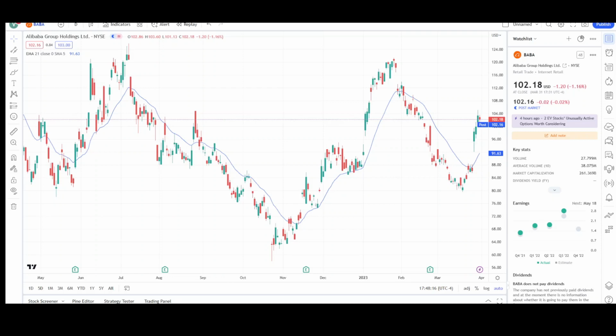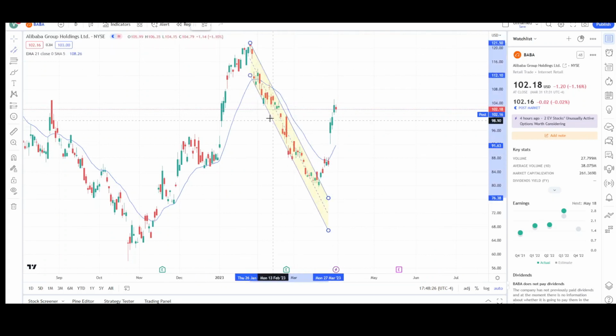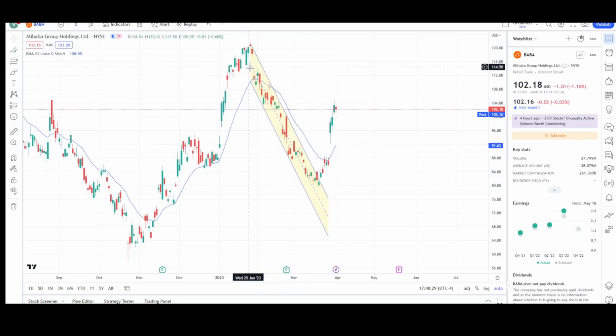So let's take a look at the daily chart for BABA. Well, it looks like it continues to rally higher. Last week, I was saying, depending on this breakout, if it was weak or strong, it could be signaling a reversal or continuation to the downside.